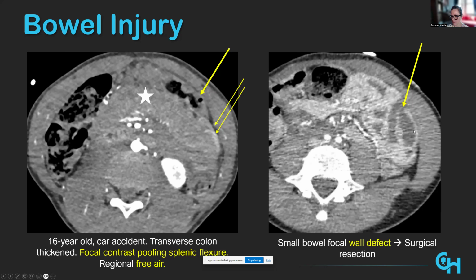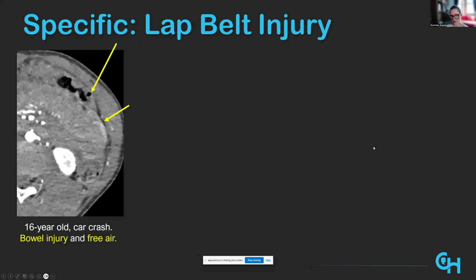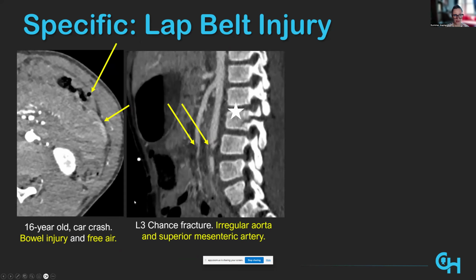So small bowel that is kind of elongated and tubular should be concerning. We see a focal defect in the wall of the bowel here. These bowel injuries often accompany lap belt injury, so you look for signs of contusion in the abdomen that would suggest a seatbelt injury. So in this case, there's bowel injury and free air.